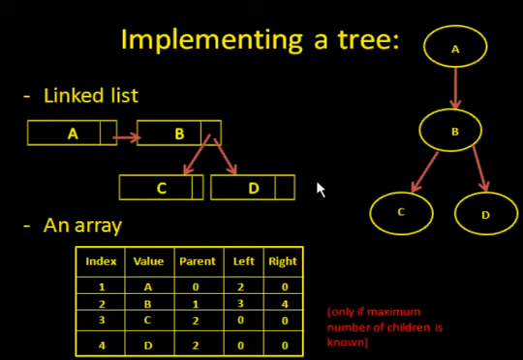You can have a linked list where each node would connect in the linked list to something else. So for example, in this tree I have here, A would connect to B, and B would have a linked list containing C and D. So it's a linked list of linked lists. You can think of it like that. You can also store them as an array, for example, as we see below.